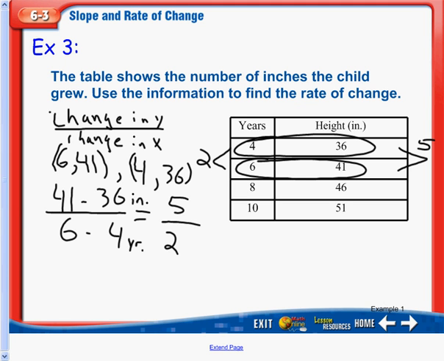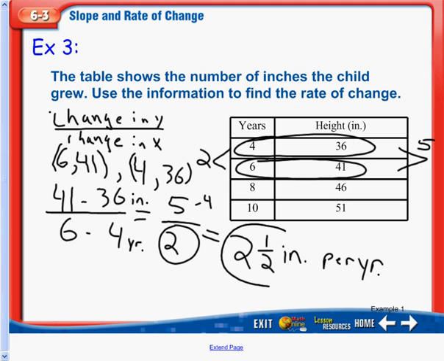So now I just have 5 halves that I'm going to simplify. We can take 2 groups of 2 from the top, because our denominator is 2. So 2 times our denominator gives us 4. So we can take 2 wholes away and we'll still have 1 half. So I have 2 and 1 half, and this is inches per year. So that's how much they're growing. 2.5 inches per year is our rate of change.